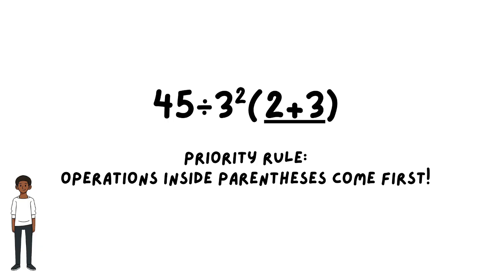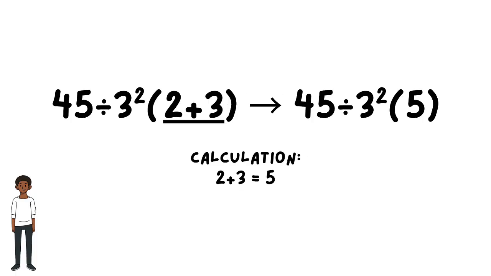According to the order of operations, we must start inside the parentheses first. That means our very first focus is evaluating 2 plus 3. Step 1. Add 2 plus 3, which equals 5. Substituting 5 back into our expression leaves us with 45 divided by 3 squared times 5.